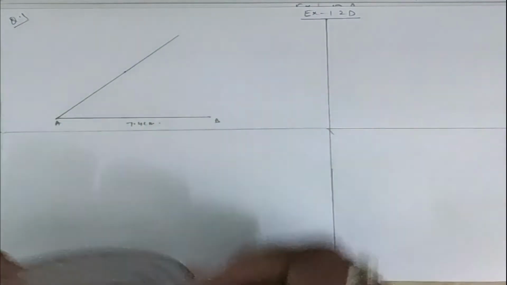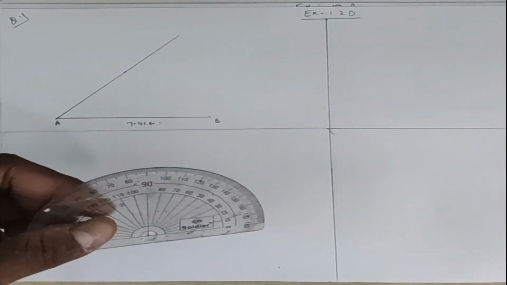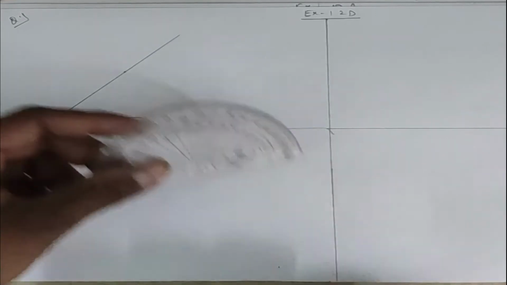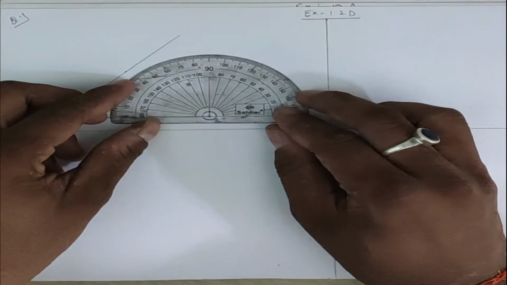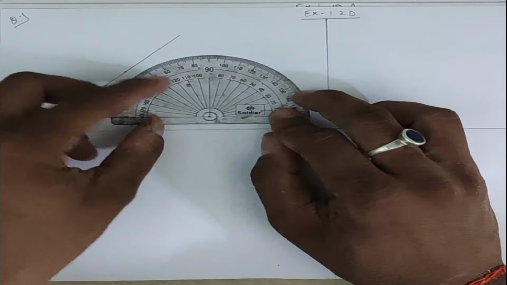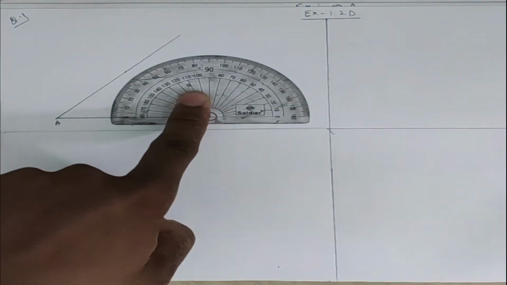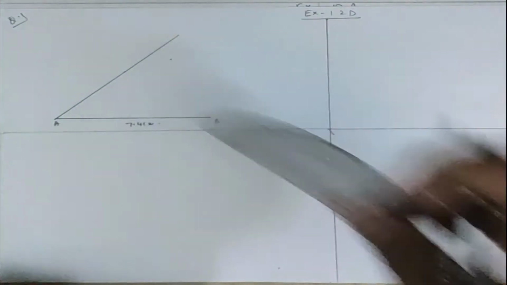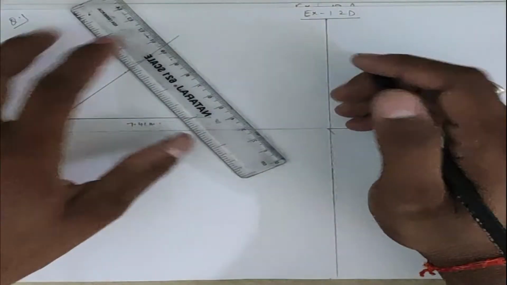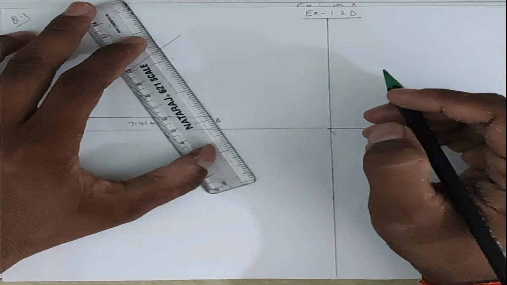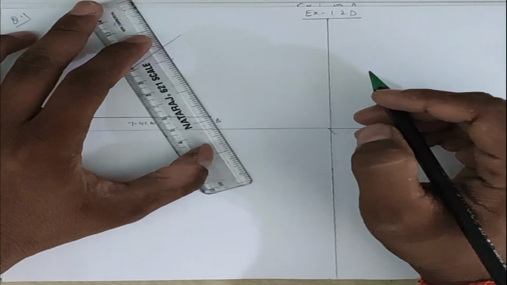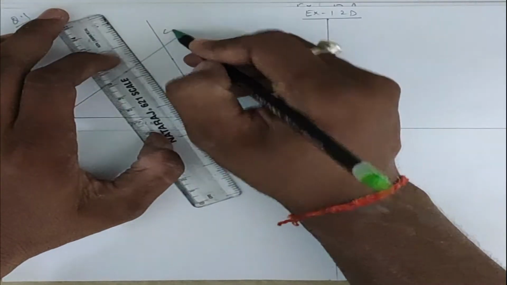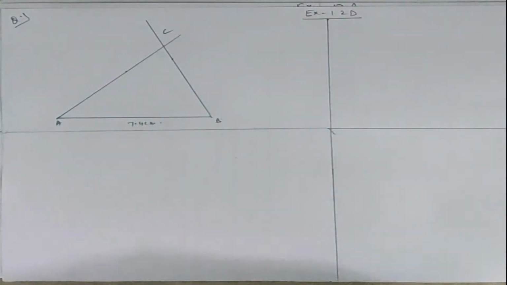Now next they have told angle ABC. ABC means the angle is drawn on B, that is 68 degree. Now we will do the 68 degree here, like that, 68 degree, and that is 68. Okay, then we will match these lines, and where these lines cut, that is the point C.